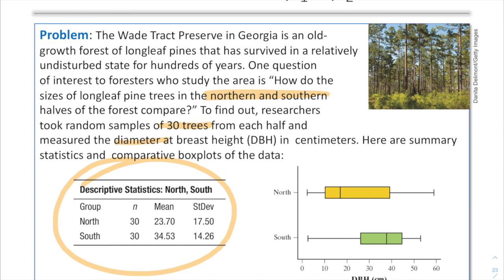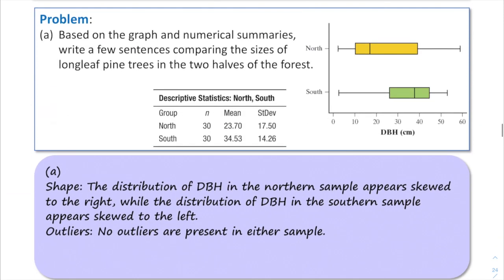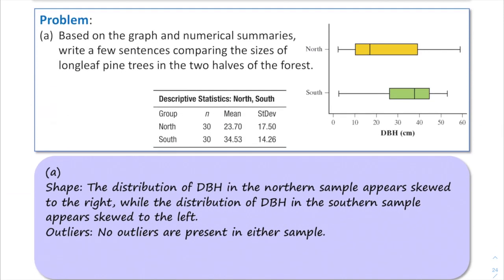Now, our sample size is 30, so technically we can just say yes, it's normal, but they also provided a box plot here, so that's helpful. So, based on the graph and numerical summaries, write a few sentences comparing them. So remember, whenever you're comparing, you need to think about SOCS. When you say describe and compare, we need to look at all of these: shape, outliers, center, and spread.